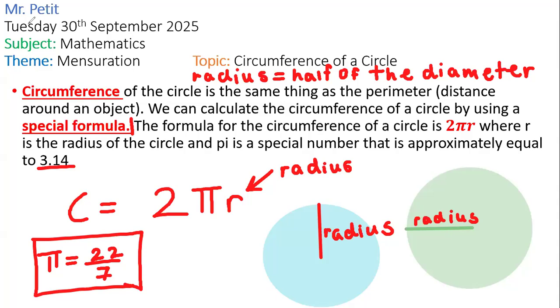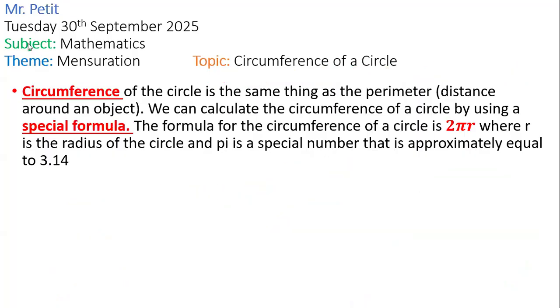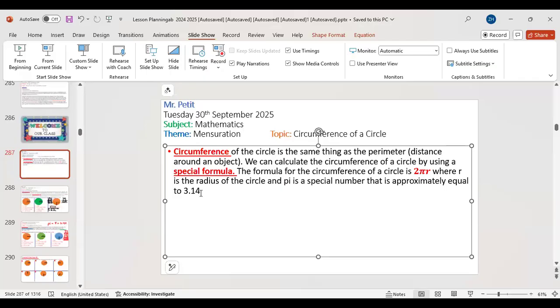Very good. So quick recap. What is the circumference of a circle formula? 2 pi r. What does r stand for? Radius. Yes. Very good. What is pi approximately equal to? 3.14. Very good.